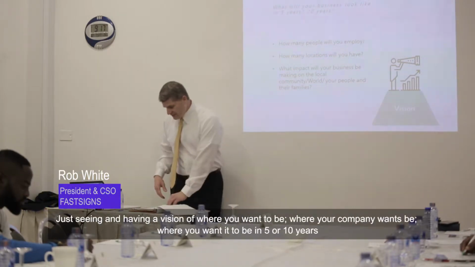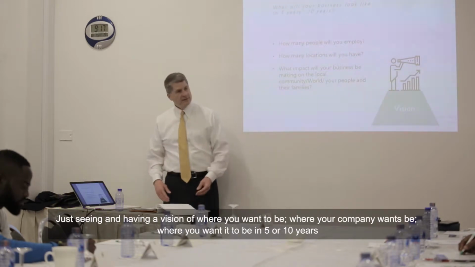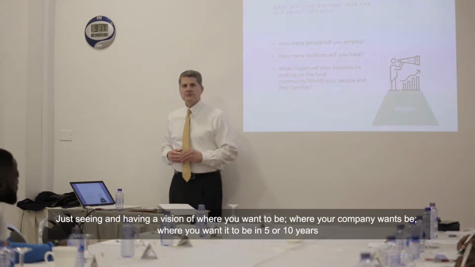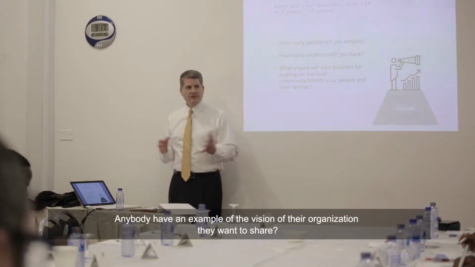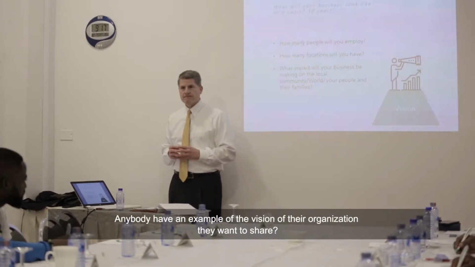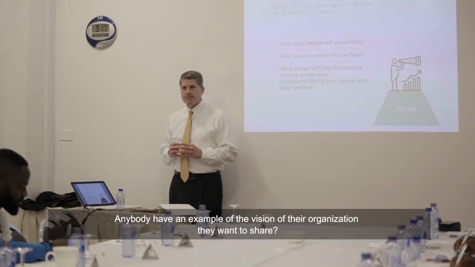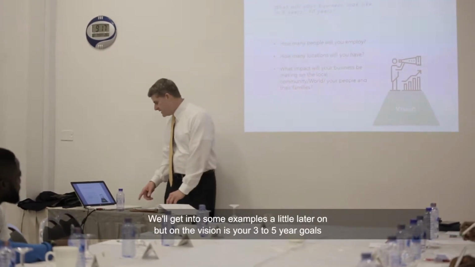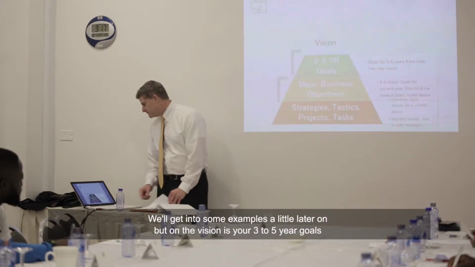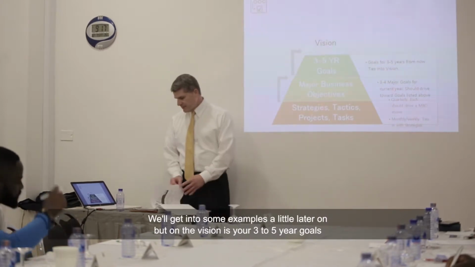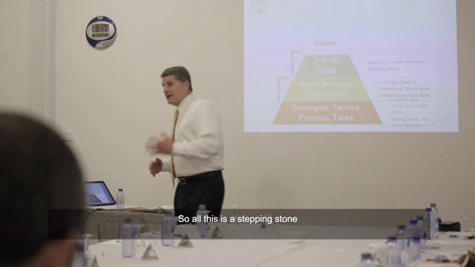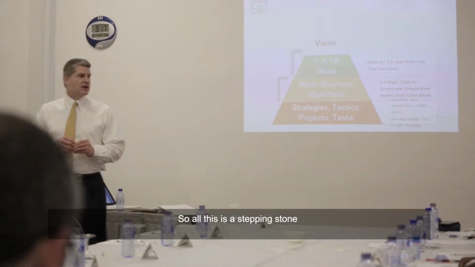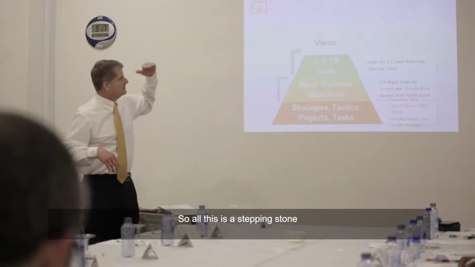It's having a vision of where you want to be, where your company wants to be, where you want it to be in 5 to 10 years. Anybody have an example of a vision of their organization you want to share? We'll get into some examples a little later on. But under vision is your 5-year goal. So 3 to 5 year goal. This is a stepping stone to hitting the vision.